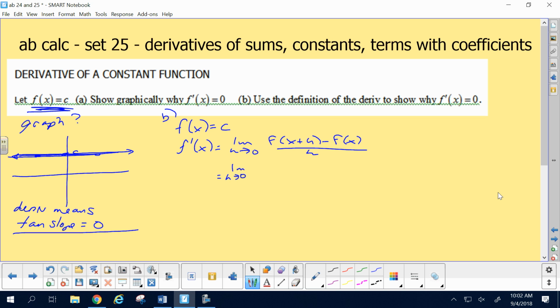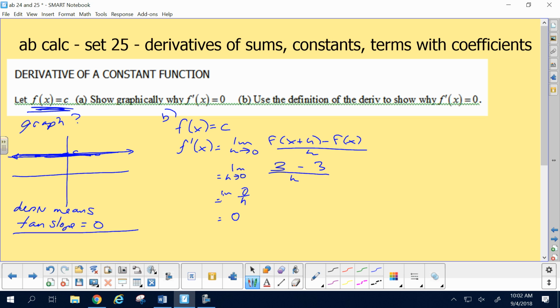So, what is f of x plus h? 3. Okay, what is f of x? 3. Hey, look at that. The top is 0. The change in y is 0. Oh, yeah, that makes sense. It's a horizontal line over h. So, what do I get? I get 0 over h, and that is 0.